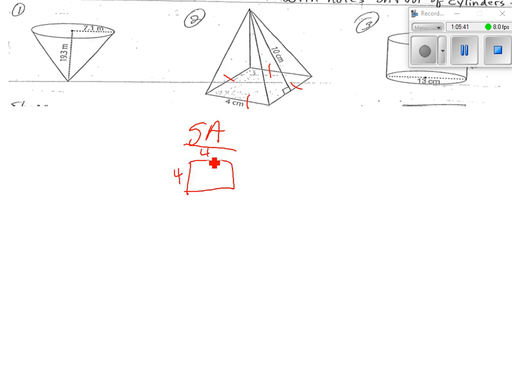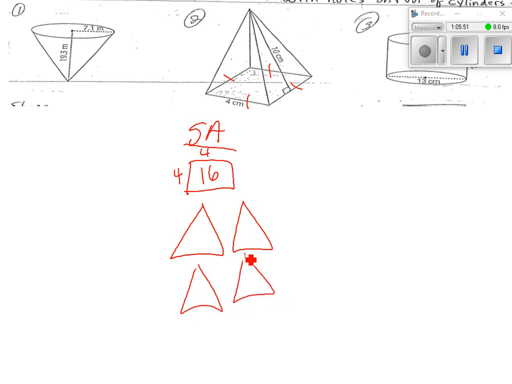What's the area of that base? 16. All the other 4 faces are what? Triangles. 4 is the base, and what's the height? 10. So it's base times height divided by 2. 4 times 10 is 40 divided by 2. So each area is 20. What do we do with all that? Add them up. 96. Anybody else get 96? What's our units? Centimeters squared.